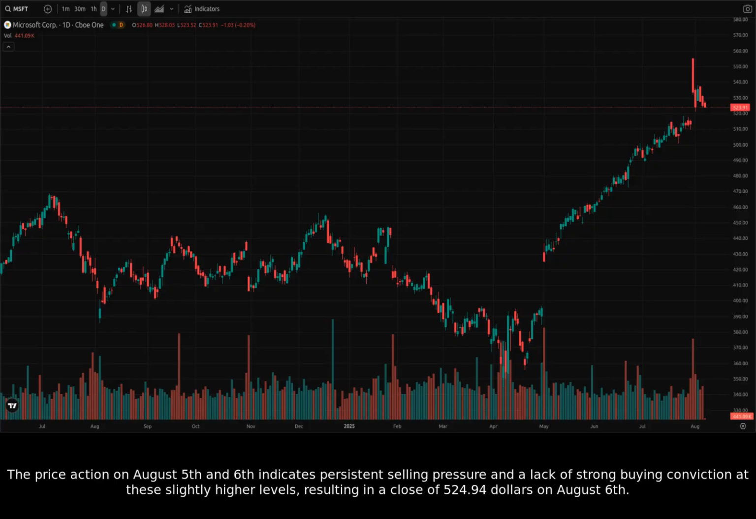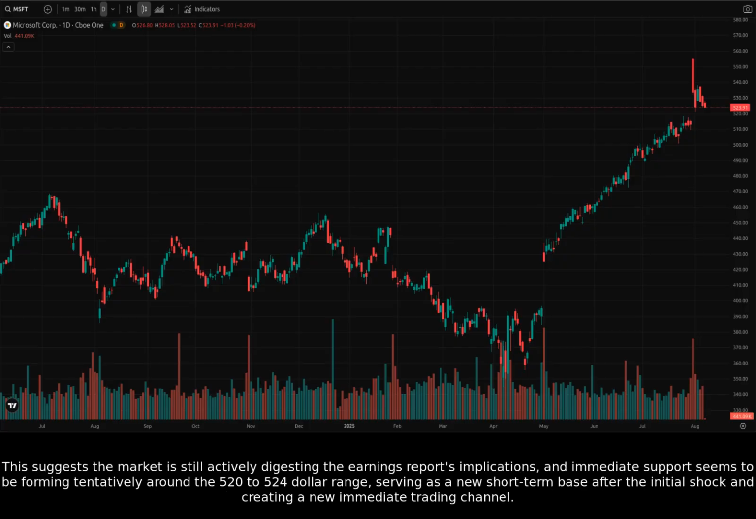$524.94 on August 6th. This suggests the market is still actively digesting the earnings report's implications, and immediate support seems to be forming tentatively around the $520 to $524 range, serving as a new short-term base after the initial shock and creating a new immediate trading channel.